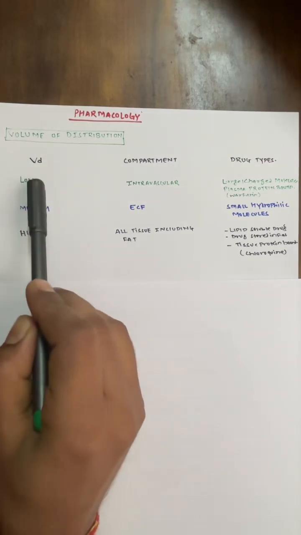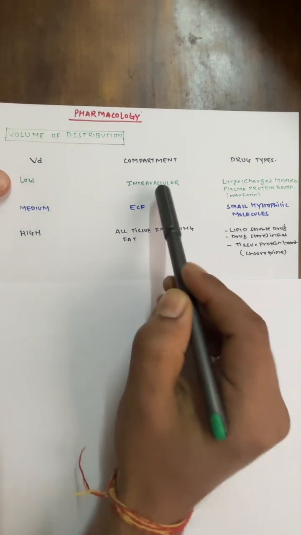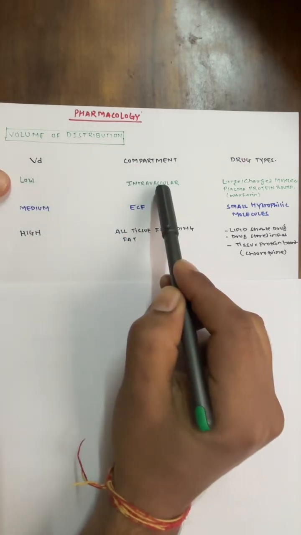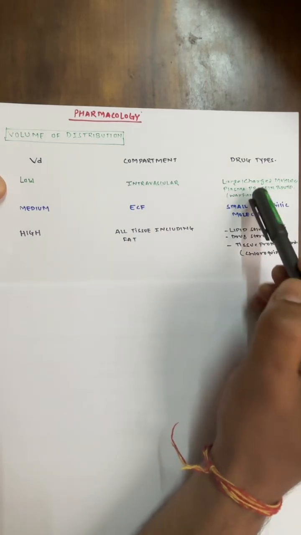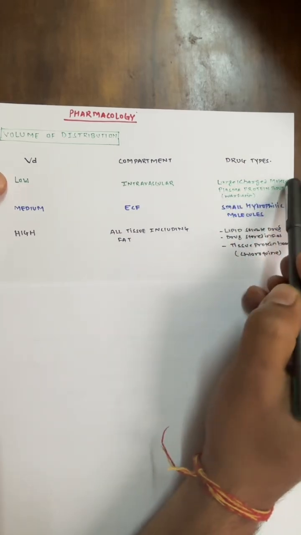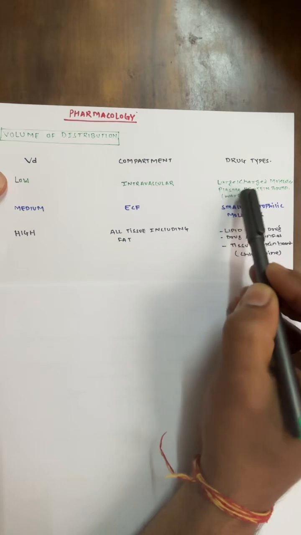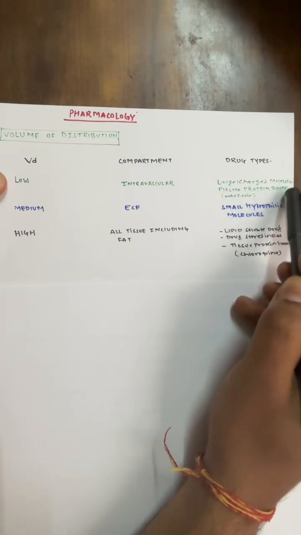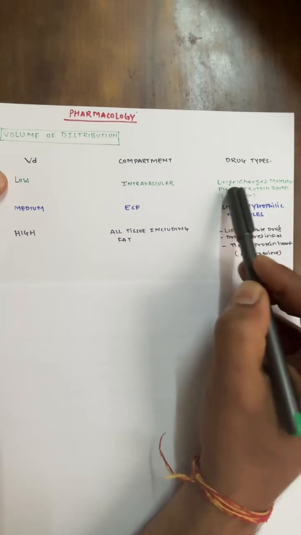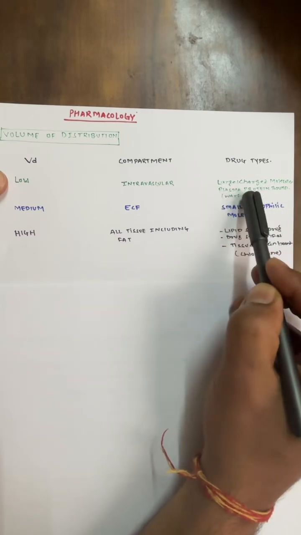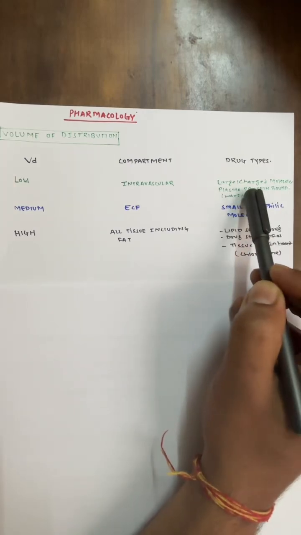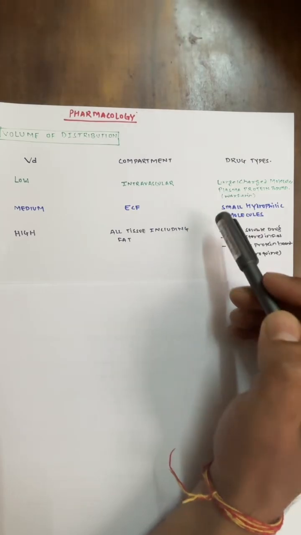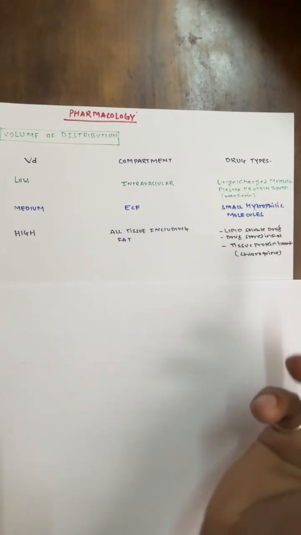If any drug has low volume of distribution, then it will be located in the intravascular space. And which type of drug has low VD? Those drugs which are large and have charged molecules, or the drug which is protein bound. Which protein bound? Plasma protein bound, like warfarin. Any drug which gets bound to plasma protein will have low volume of distribution. It will get concentrated in the blood.